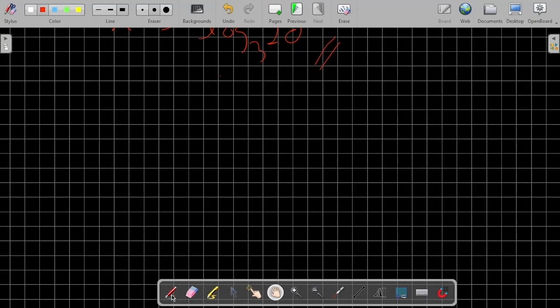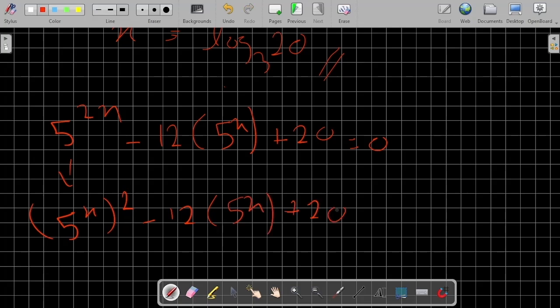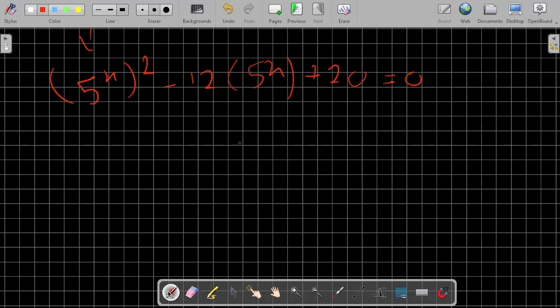Another question, this type is pretty common in the past papers, something of a form like such. So here you can deduce that this is basically 5 to the power x times 2 using index laws. So here we will use a substitution where y is equal to 5 to the power x. So you can rewrite this as y squared minus 12y plus 20 is equal to 0.